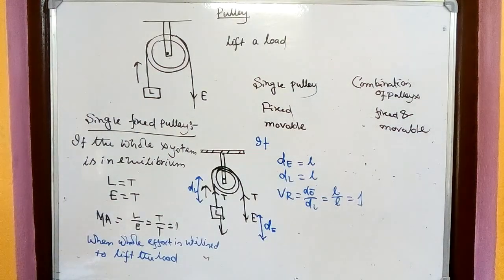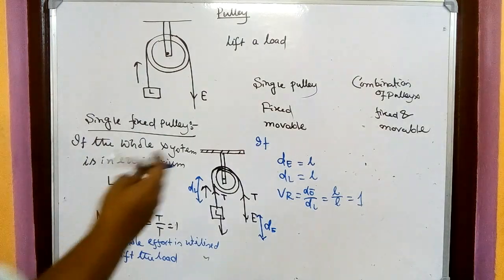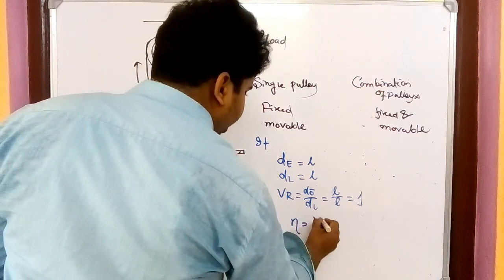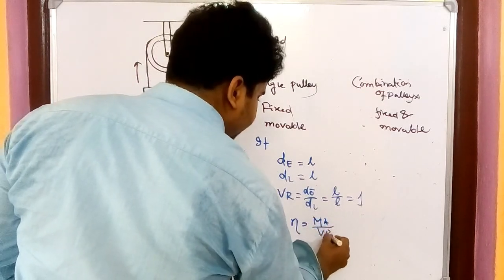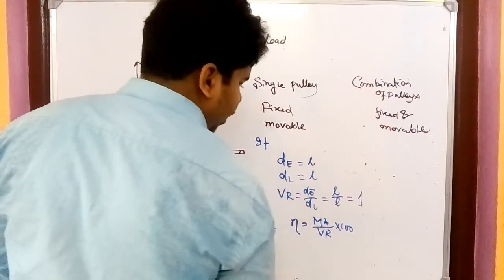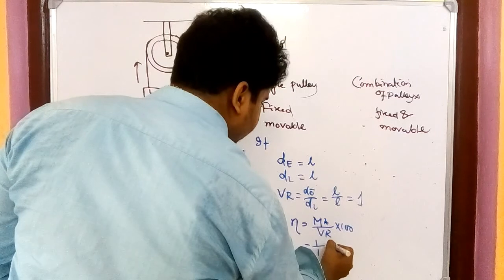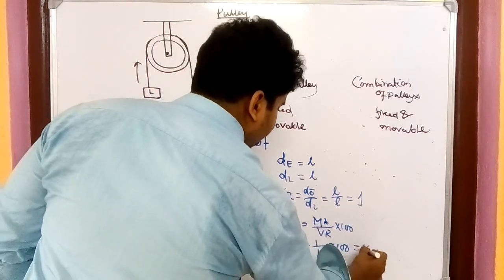This is a property of any simple machine. That means the velocity ratio in a simple machine should always be constant. We have done this type of numerical also. So velocity ratio is constant, while mechanical advantage can be changed. Now we are talking about efficiency, eta. So eta equals MA by VR. If I want to convert it into percentage, then multiply by 100. Here we have seen MA equals 1, velocity ratio equals 1, into 100, that is 100%.